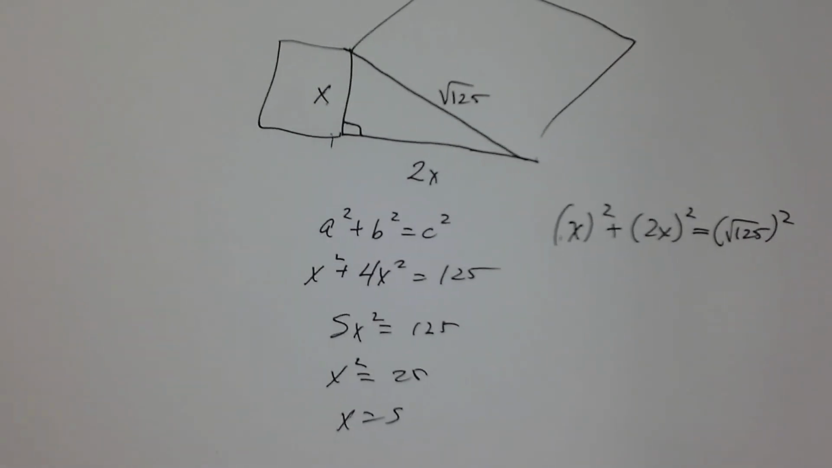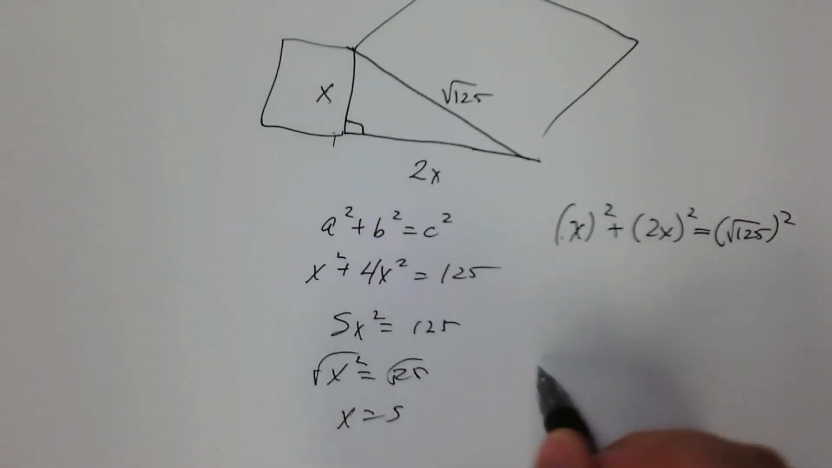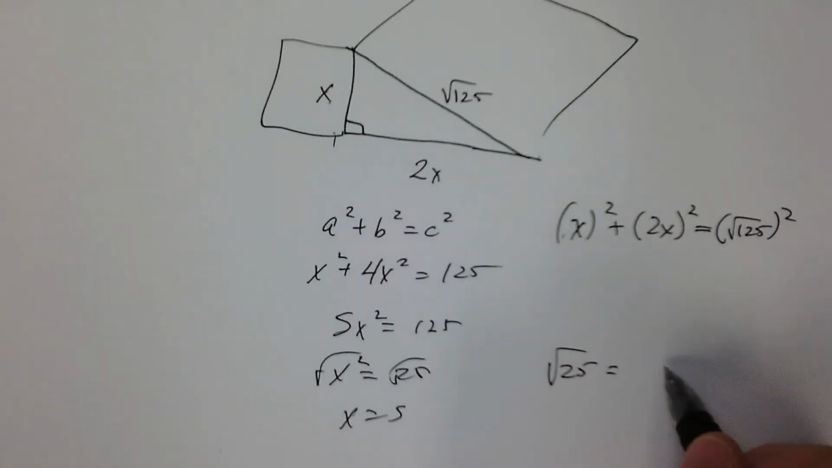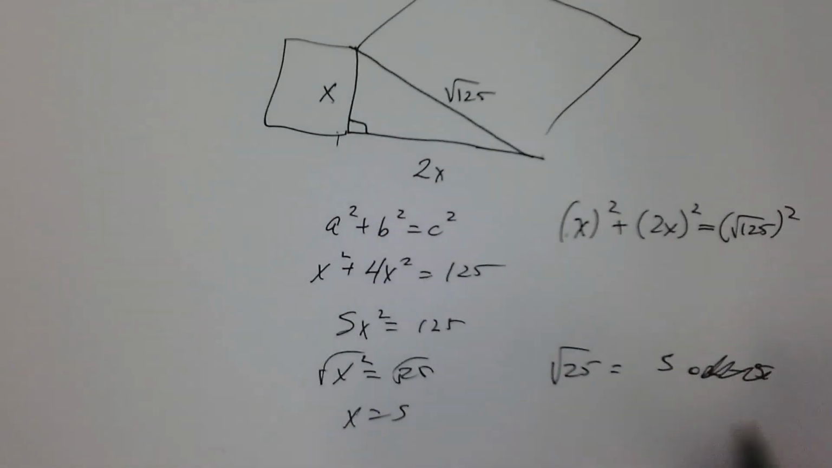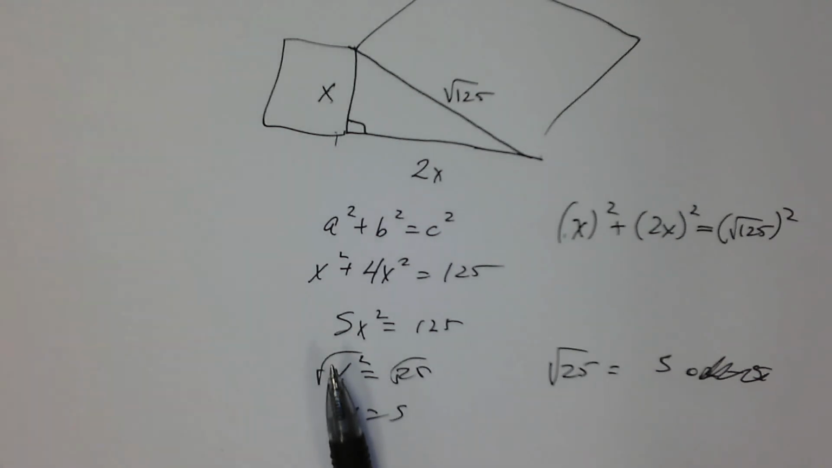Now, it's true that the square root of 25 has 2 answers. It's 5 or negative 5. But in this case, the negative 5 doesn't count because distance is always positive.